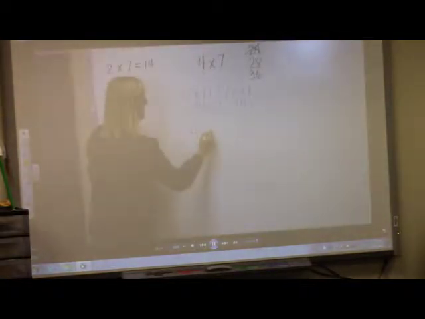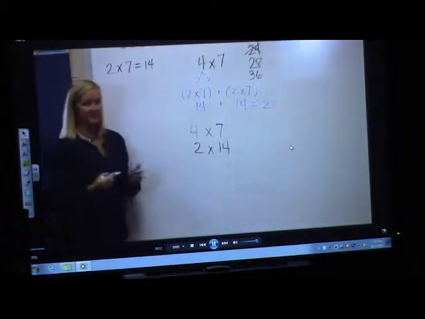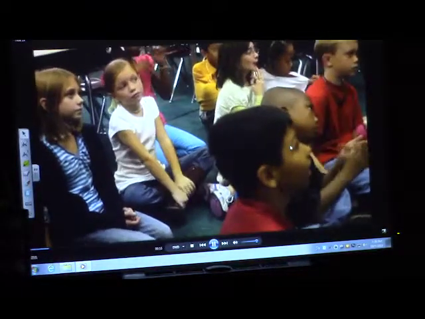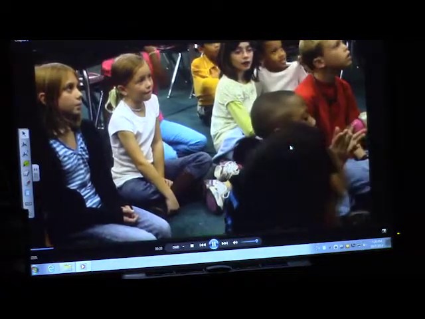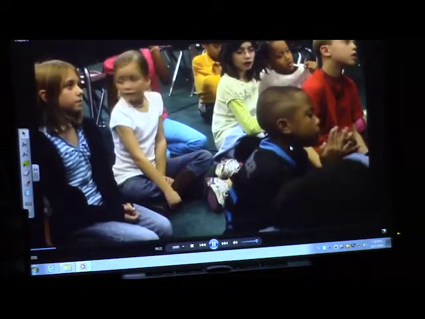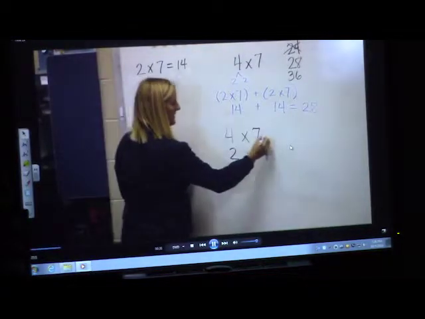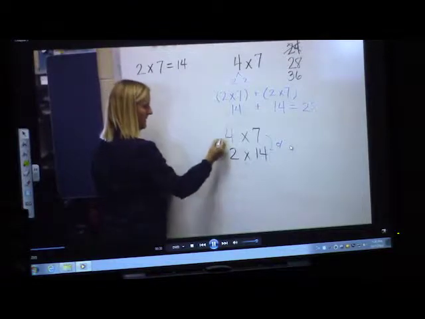So if I had 4 sevens, you're saying it's the same as 2 14s? How does that work? Because 14 plus 14 equals 28. Okay. And you double. Grant, what do you notice? It's because the 7 doubled is 14. And then the 2 on the bottom doubled is 4.